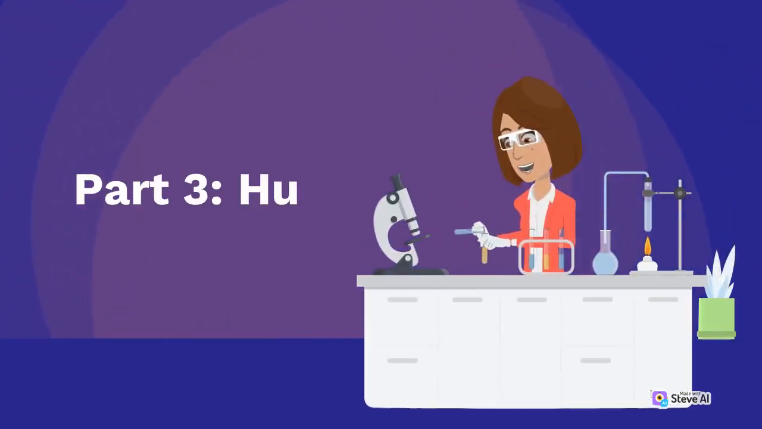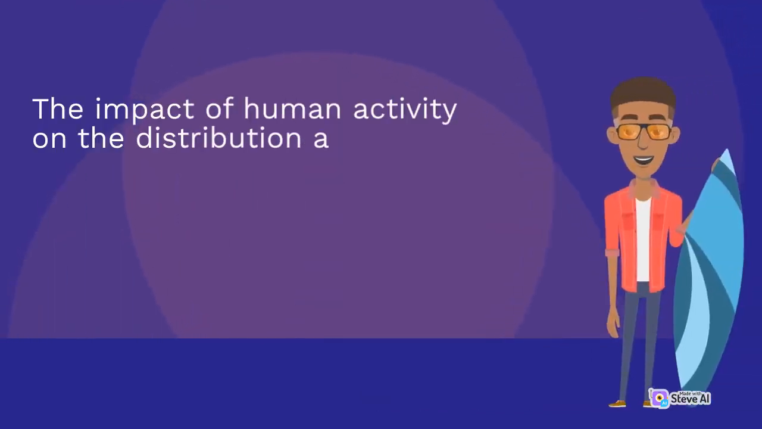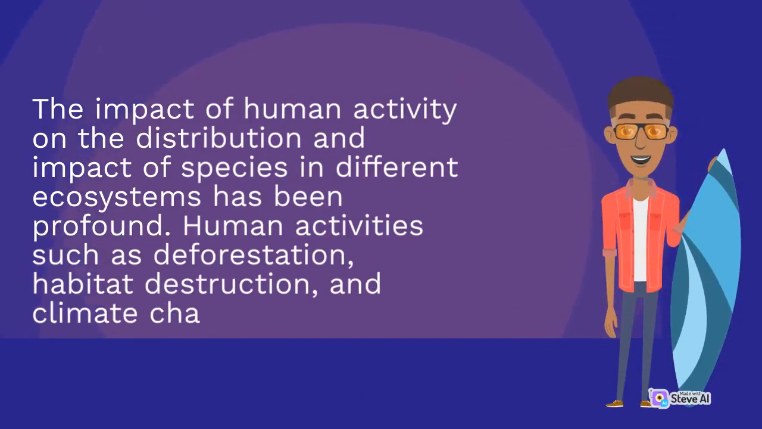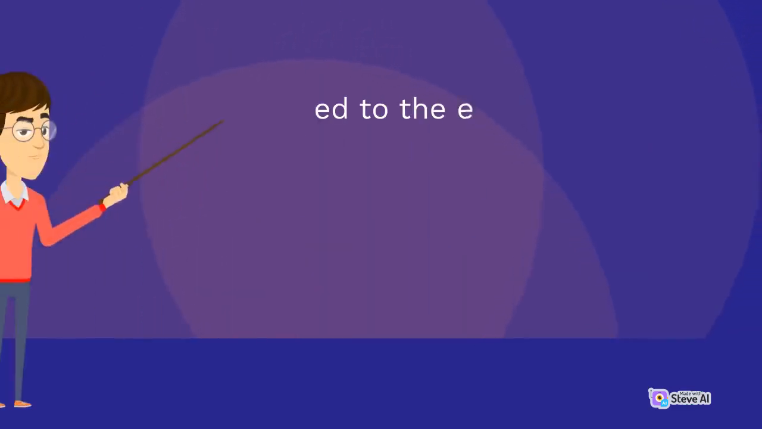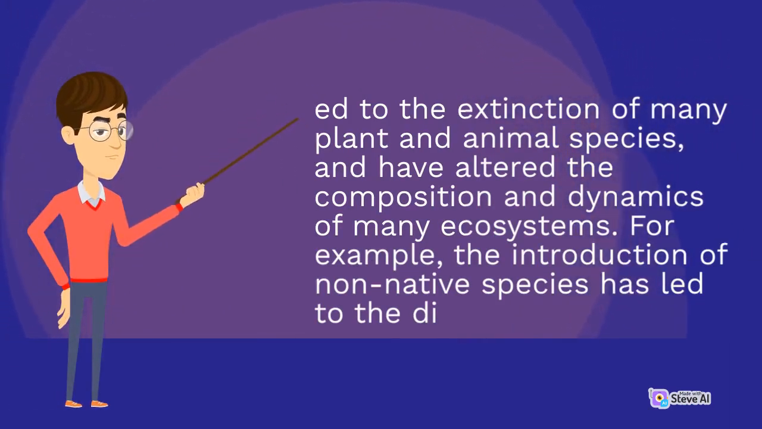Part 3. Human impact. The impact of human activity on the distribution and impact of species in different ecosystems has been profound. Human activities such as deforestation, habitat destruction, and climate change have added to the extinction of many plant and animal species, and have altered the composition and dynamics of many ecosystems.